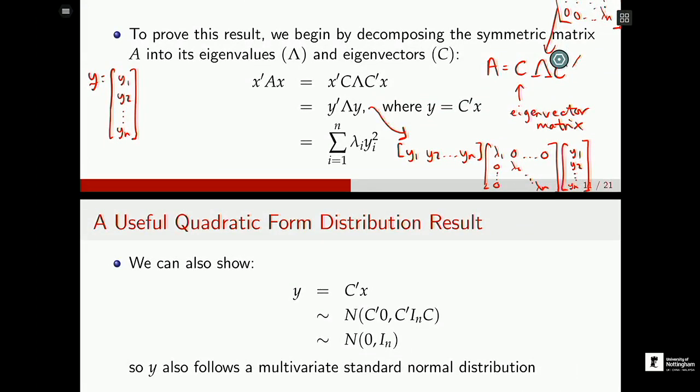Now, we can also think about the distribution properties of Y. Y is equal to C transpose times X. That's just copied down. And we know that X is multivariate standard normal. So it's normal 0, I.